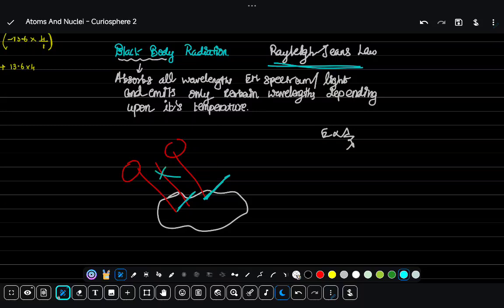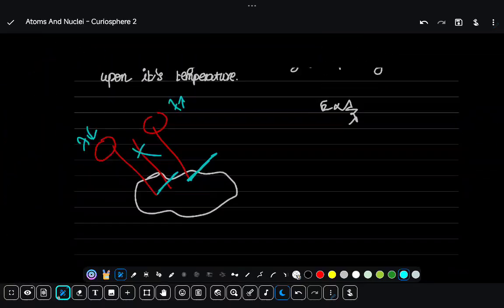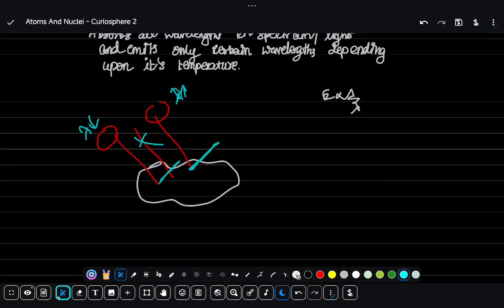The second wave is not re-emitted, it is absorbed. This has a smaller wavelength, this has a larger wavelength. Now what this law says is that the first wave, which has the larger wavelength, is re-emitted with a smaller energy. And the third wave, which has a shorter wavelength, is re-emitted with a larger energy. That's how this law predicted things.